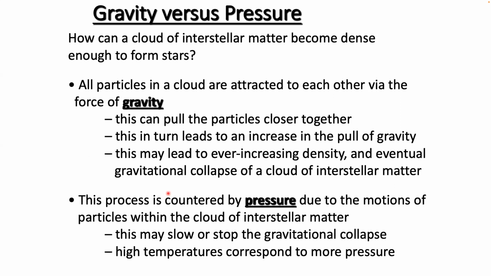Now, the next question is how can a cloud of interstellar matter become dense enough to form stars? So, how do we know whether this is dense enough or not? We have discussed now the condition. Condition means you have to increase the density of the molecular clouds in certain regions in order to have the stars formed, right?